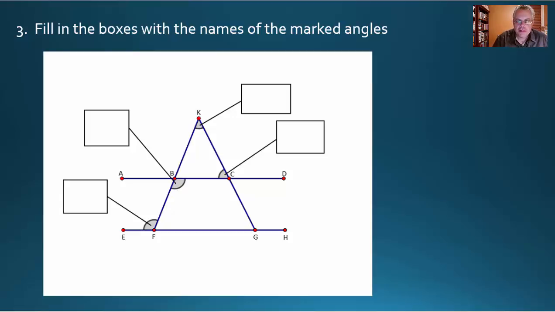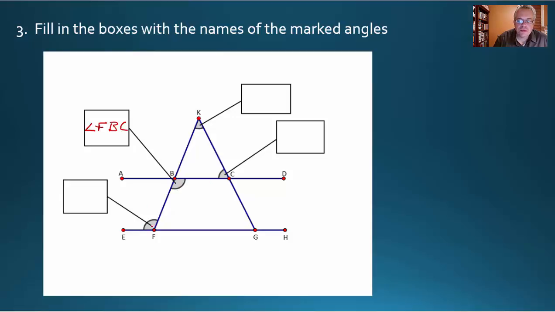So let me see, let's name this first angle here. The vertex is at B. So we got this side right here and this side right here. So start with the angle symbol. A point from the first side, F. Put the vertex of the angle, B. And put the name of a point on the second side. We could use either C or D. I'll use C. So we could call this angle FBC. If you trace it out, F to B to C, it traces out that angle right here.